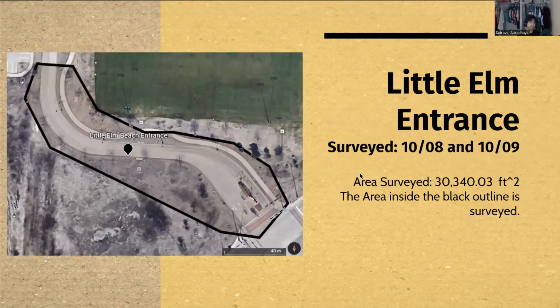The third area I surveyed was the Little Elm entrance, and it was surveyed on the 8th and 9th. The area surveyed was around 30,340 feet squared, and the area inside the black outline was surveyed.